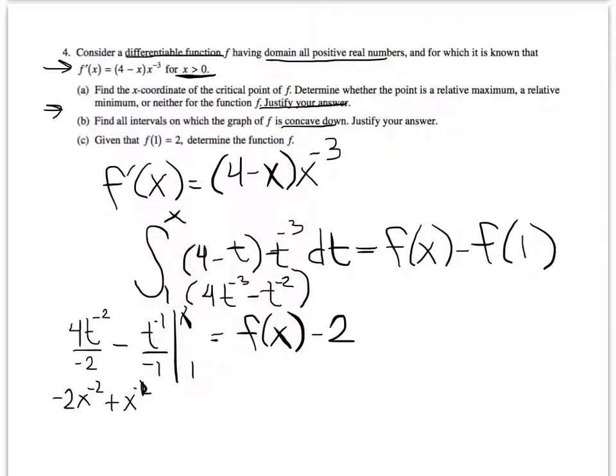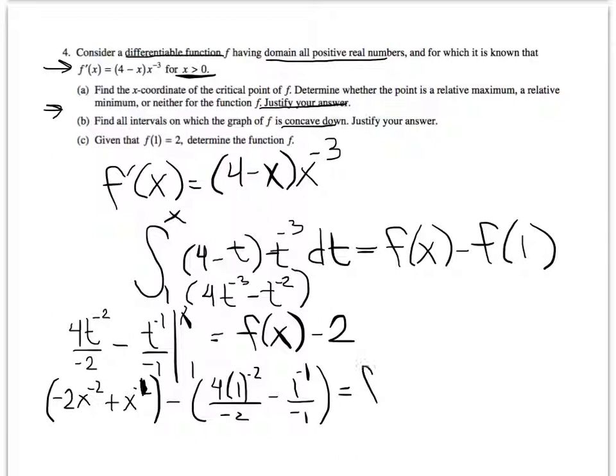So I get negative 2x to the negative 2, and it's going to be plus x to the negative 1. Whoops, why did I write 2? x to the negative 1. Can you read that? And now I'm going to evaluate it in terms of 1. So I get 4 times 1 to the negative 2 all over negative 2, minus 1 to the negative 1 all over negative 1. And that will equal f of x minus 2.